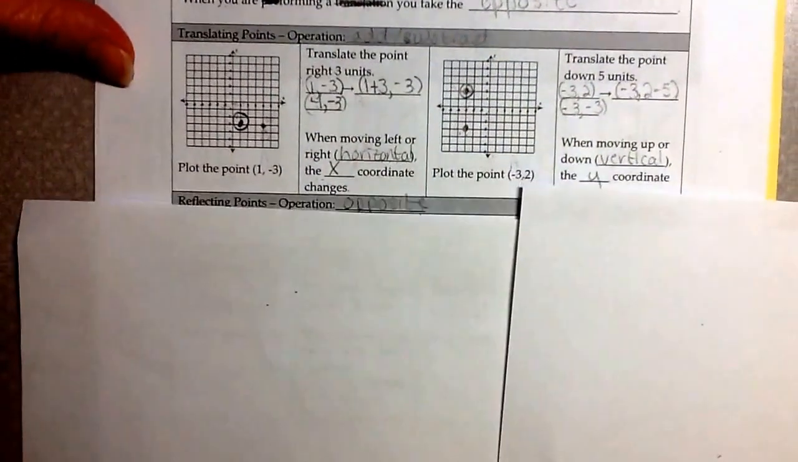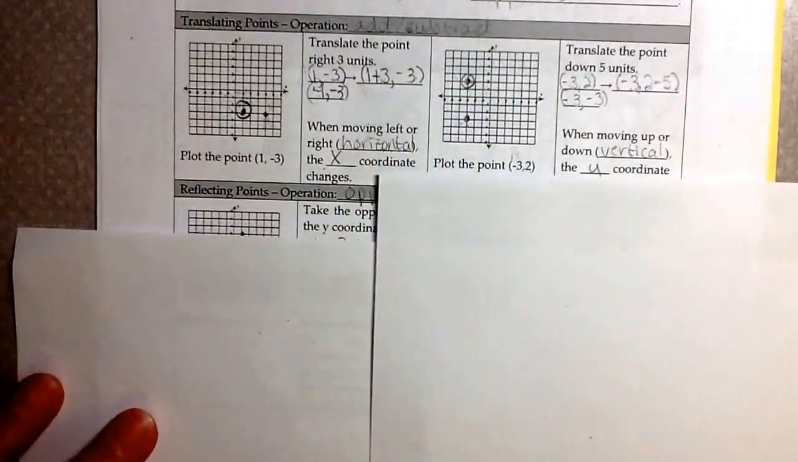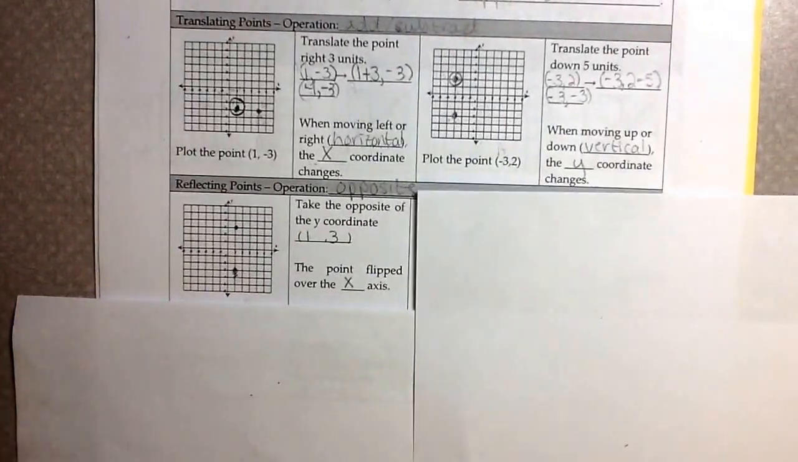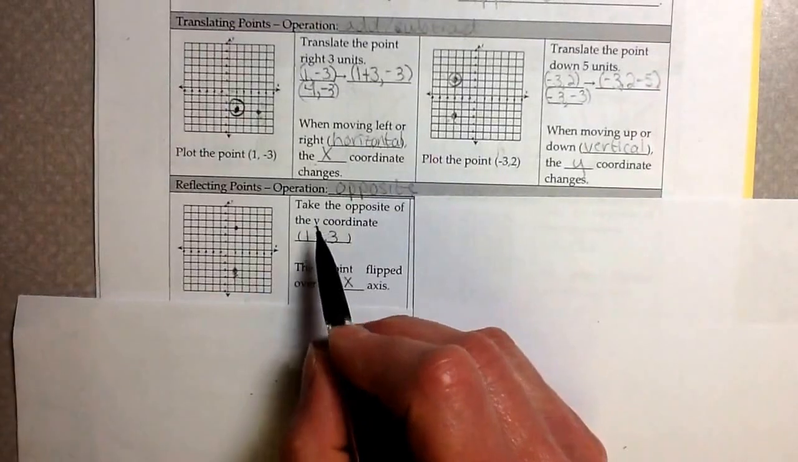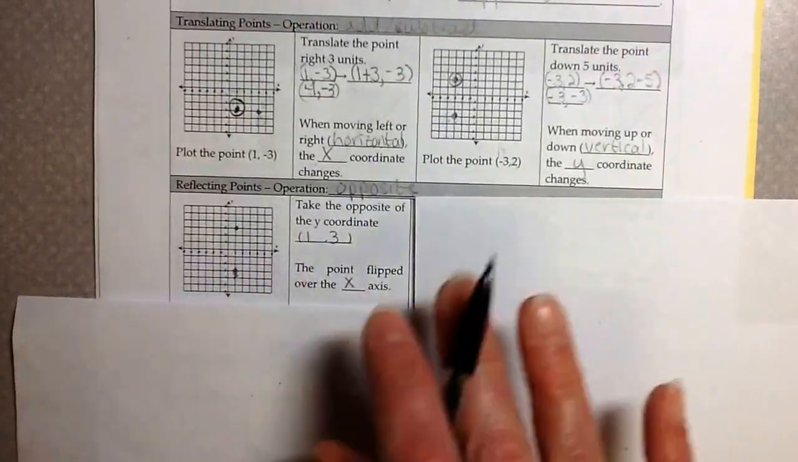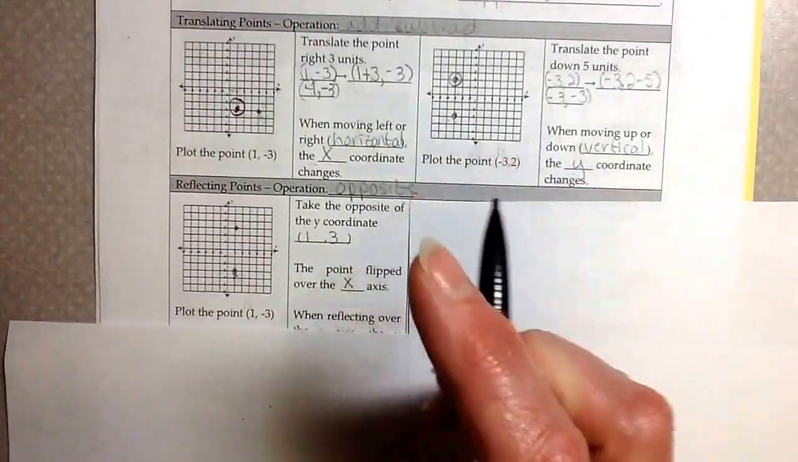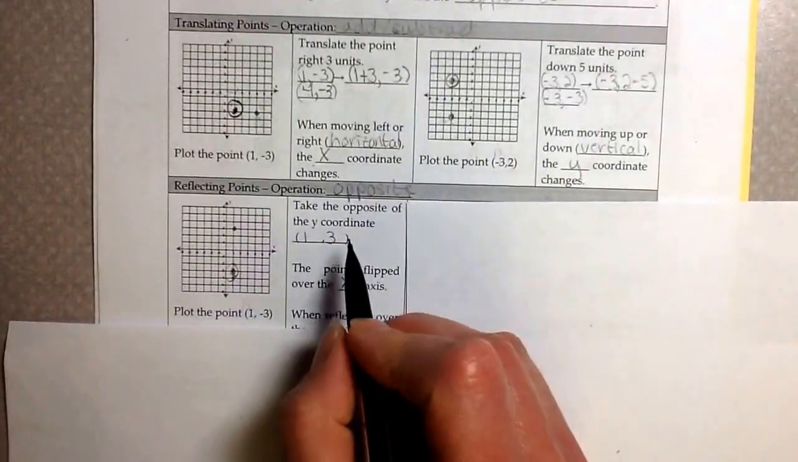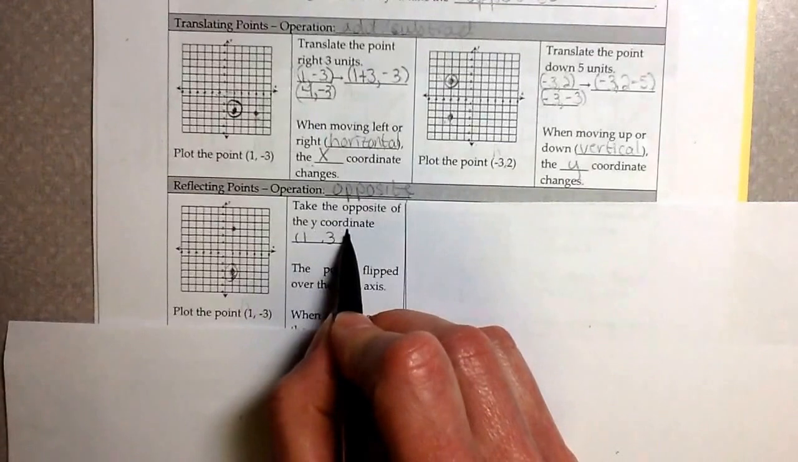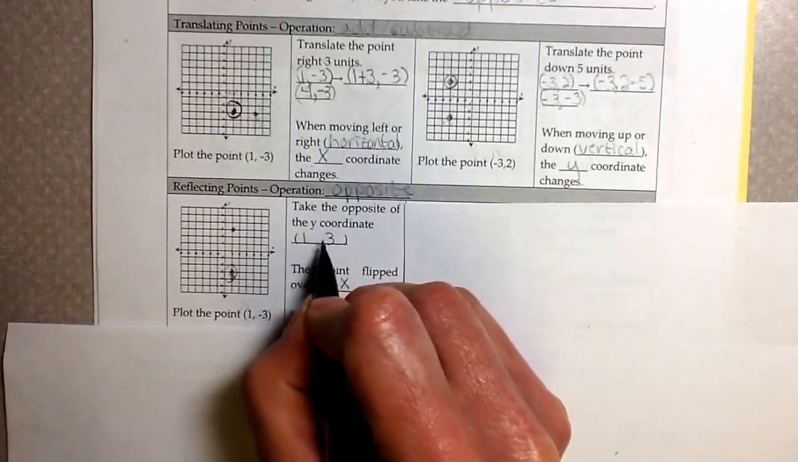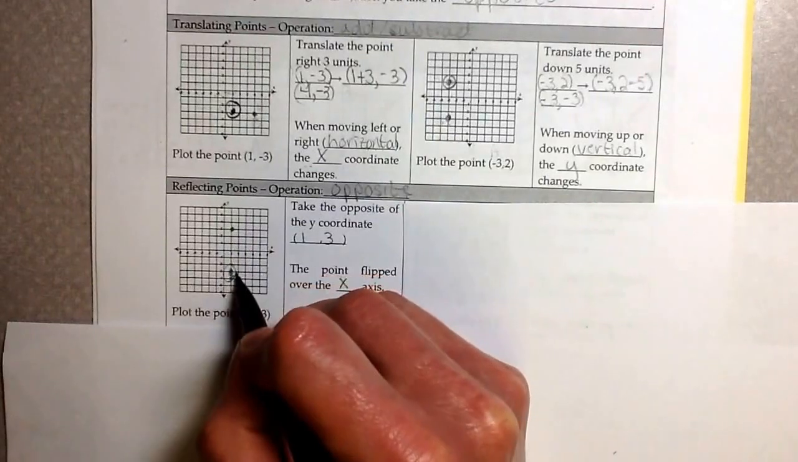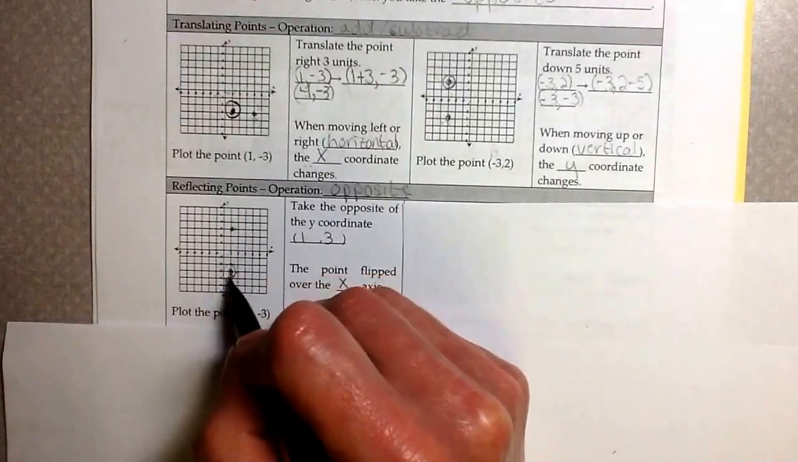Let's look at what happens with a reflection. We take the opposite. So we plotted the point to start with of 1, -3, which is here, and we want to take the opposite of the y-coordinate. Well, when we do that, it turns into 1, 3. So look what happens. The point is reflecting across the y-axis, or the x-axis, sorry.